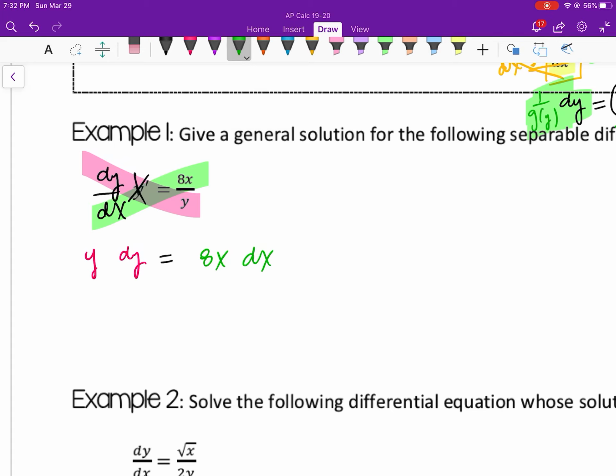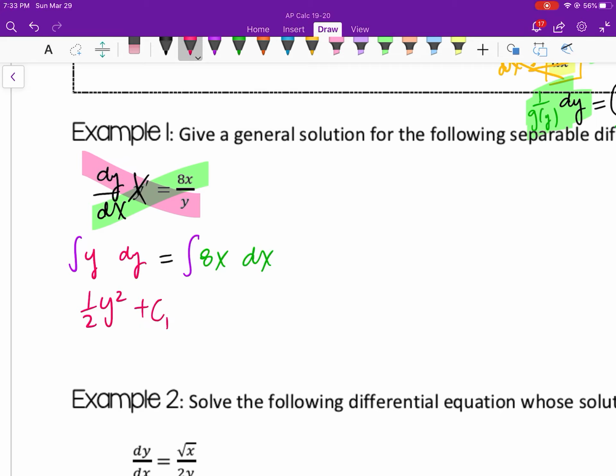Well, now what we do from here, remember you can do whatever you want to an equation as long as you do it to both sides. Well, that even includes taking the antiderivative of both sides. So now those dy's and dx's play an important role, right? Because remember, you can't have an integral sign or an antiderivative sign without the dy or the dx. So we just antidifferentiate both sides, right? So the antiderivative of y with respect to y is y squared times the 1/2 out front, right?